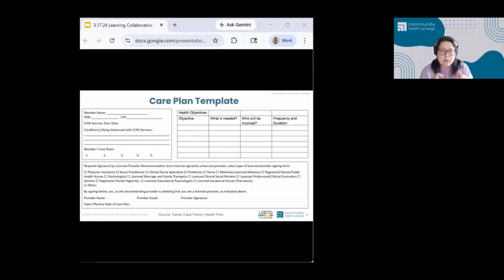You'll see a list at the bottom of all of the qualifying licensed providers who can sign off on the care plan. You document the provider name, email signature, and the effective date of the care plan. Keep in mind that the care plan effective date doesn't have to be before the 12 units of service, but if you wish to activate the care plan immediately, you can. Some objectives that you could include here use some of the language that we had discussed earlier.